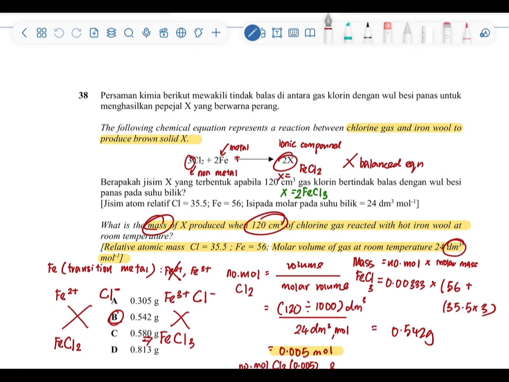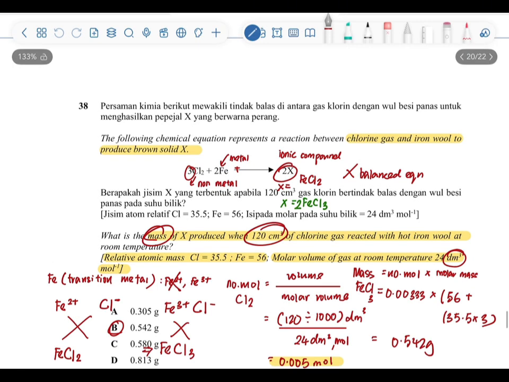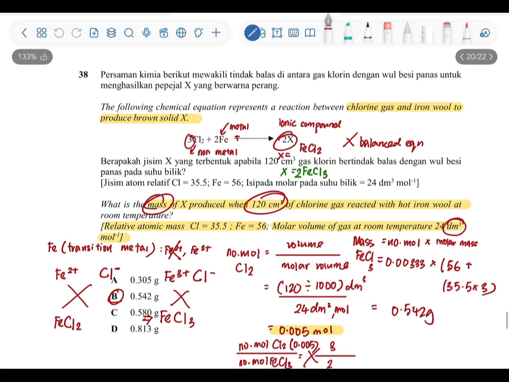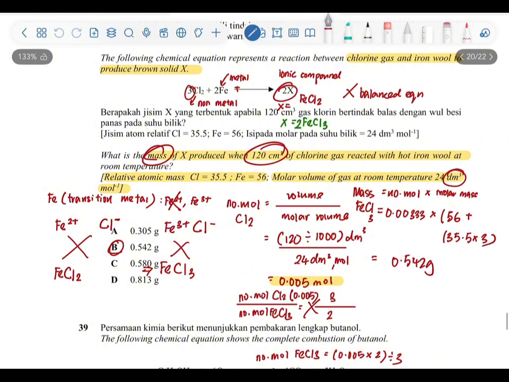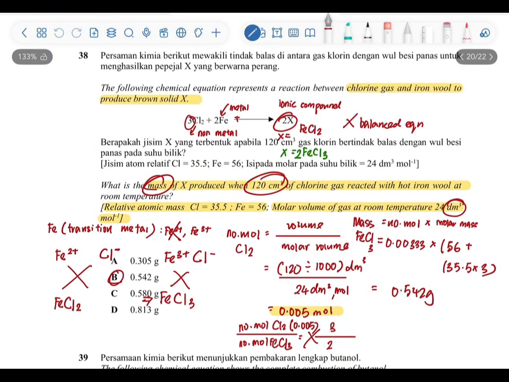So let's continue with question 38. This is a chemical equation that represents a reaction between chlorine gas and iron wool to produce the brown solid X. The question is asking, what is the mass of X produced when 120 cm³ of chlorine gas reacted with the hot iron wool at room temperature? Given the relative atomic mass of each element involved and the molar volume of the gas at room temperature is 24 dm³ per mole.